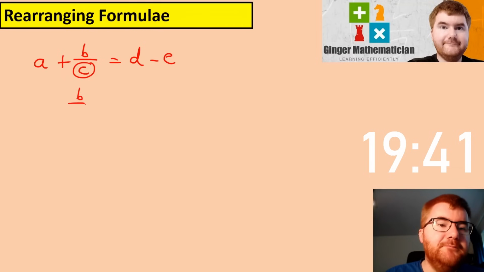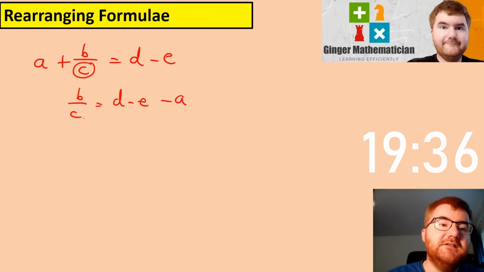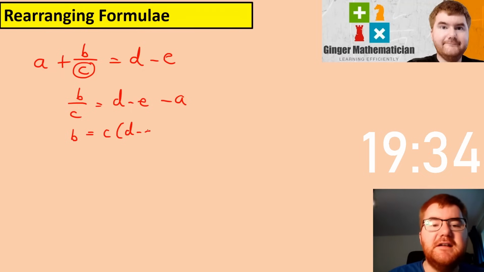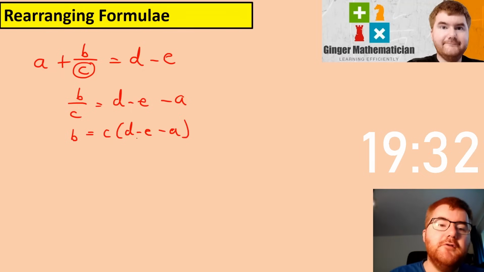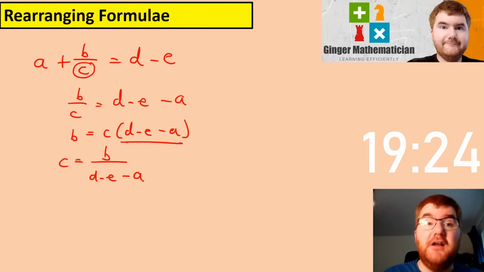So I minus A, so B minus C equals D minus E minus A, and now I can times by C, leaving it in brackets, and then divide through by this bracket. That gives me then C on its own. Whenever you see rearranging formulae, all you need to do is get whatever that letter is on its own.